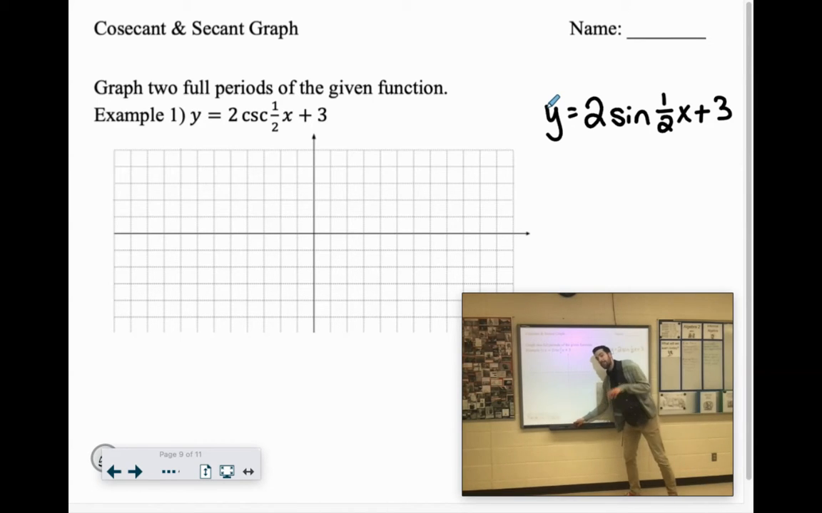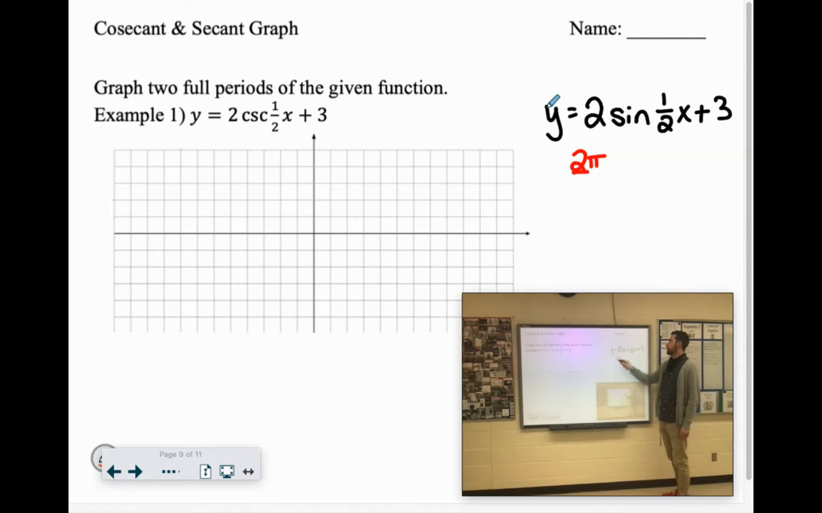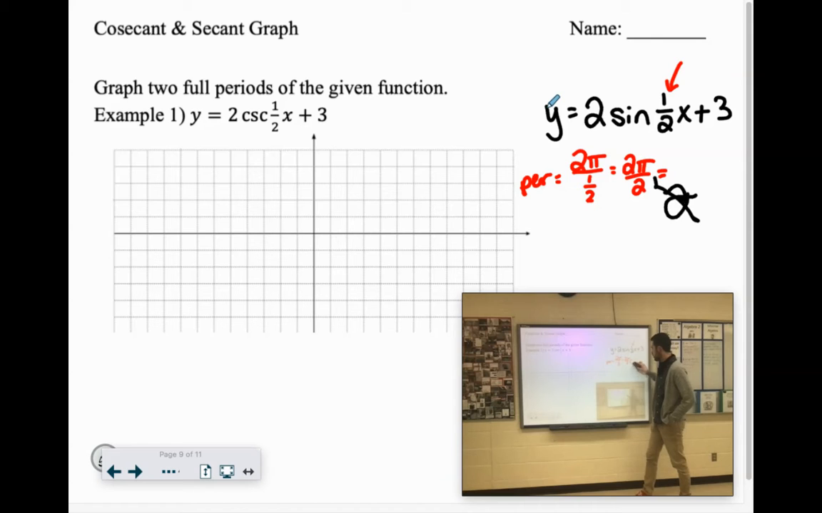I see the 1/2, that affects the period, right? So for sine, we always do 2 pi divided by whatever's between the sine and the x. So this will be our period. But when you divide by 1/2, you're really multiplying by 2. Or sorry, yeah, 2 pi times 2, which is 4 pi. So one full cycle will happen in 4 pi's.